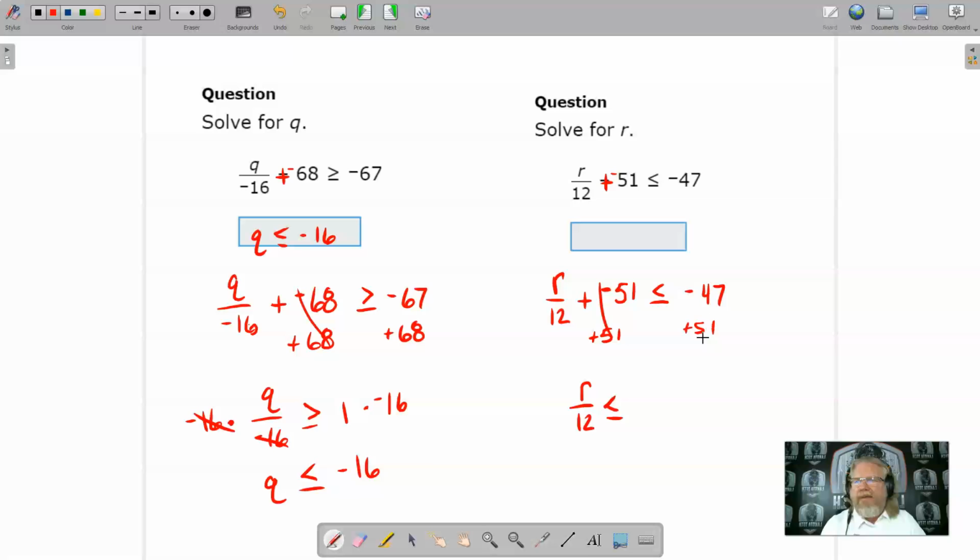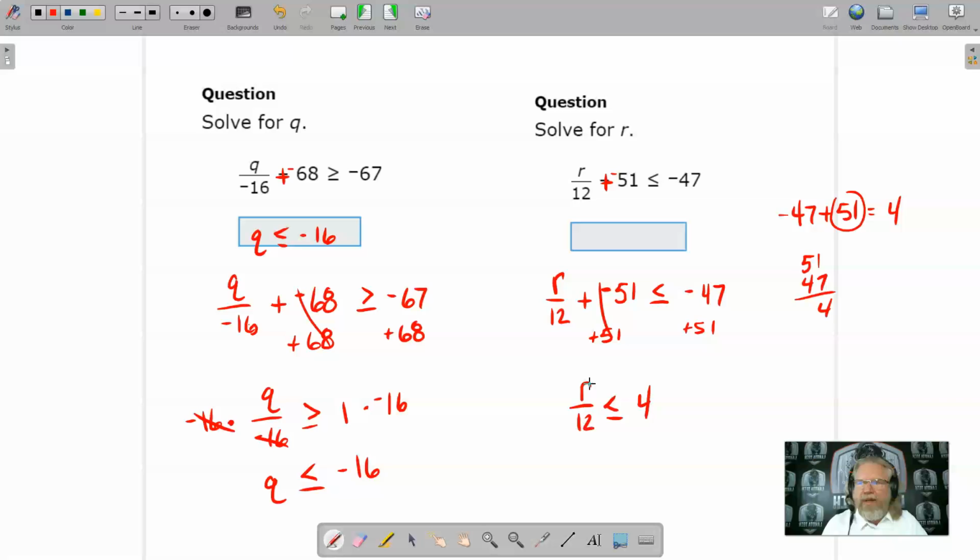And 47 plus 51. Now, I could do that in my head, but again, I want to point out that I'm doing negative 47 plus 51. So I'm adding a positive and a negative number. So I know that I actually need to subtract these, right? And the difference between those two is 4. The 51 has a greater absolute value, and it's positive, so our answer is going to be positive. So we're good to go there. Now I have R over 12 is less than or equal to 4.